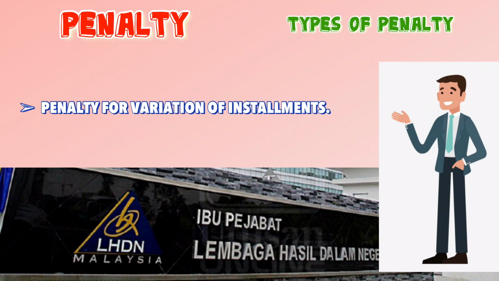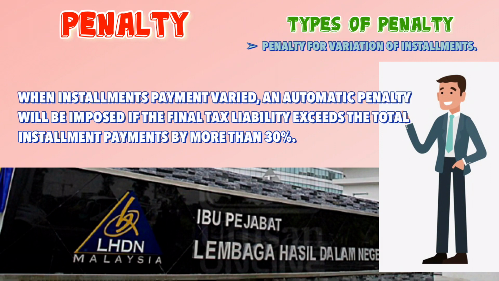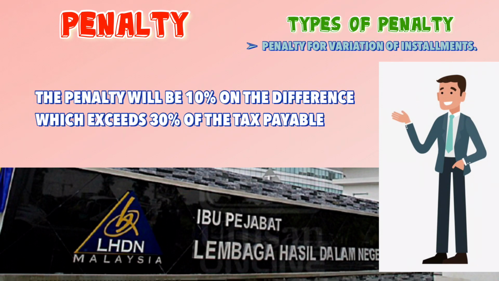First, penalty for variation of installment. When installment payment varies, an automatic penalty will be imposed if the final tax liability exceeds the total installment payment by more than 30%. The penalty will be 10% of the difference, which exceeds 30% of the tax payable. Okay?